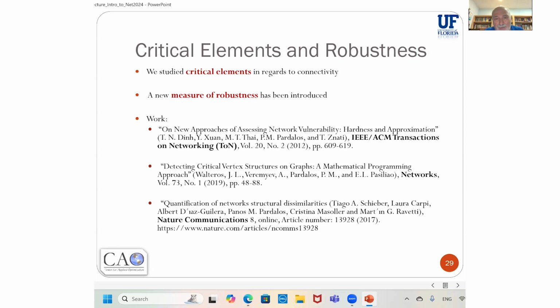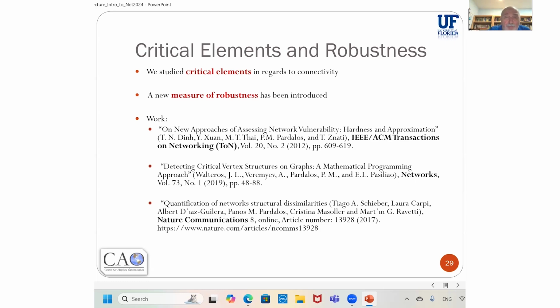And this gives us a chance to define new measures of robustness. This is the paper here, the last paper here in Nature Communications, because if you destroy a network, it changes in size. So you have to quantify distances and dissimilarities between networks of different size, and therefore we define a new measure of robustness.